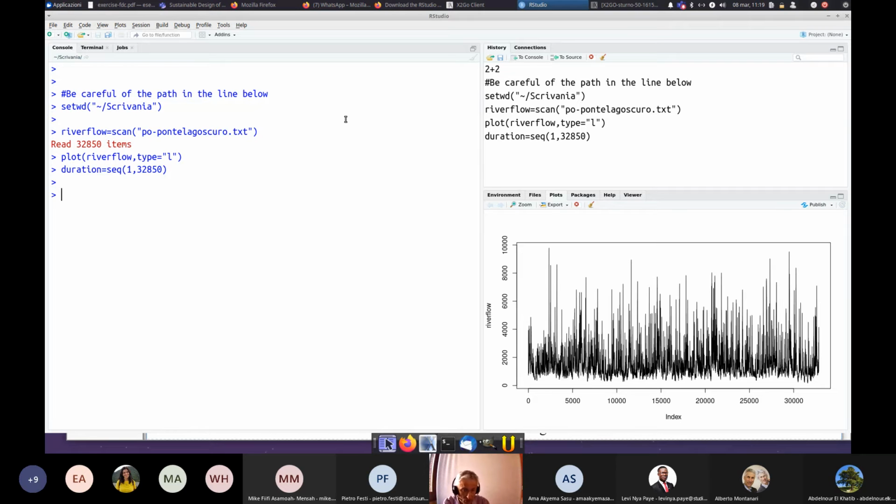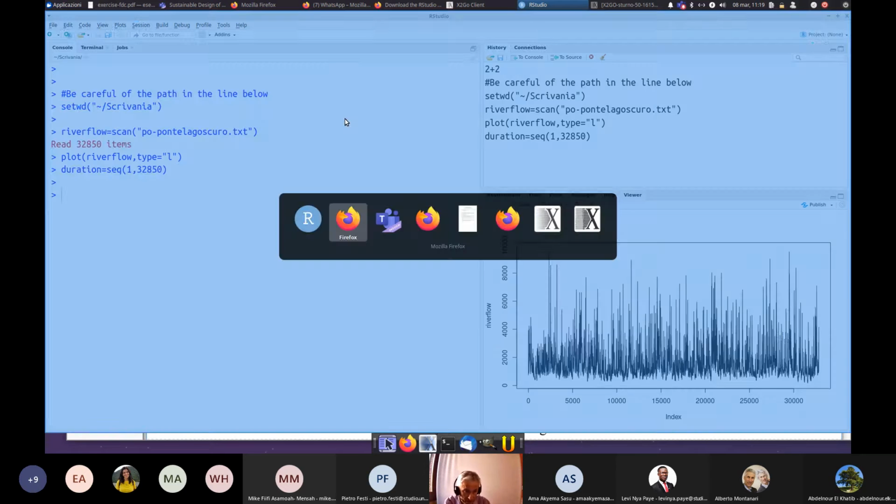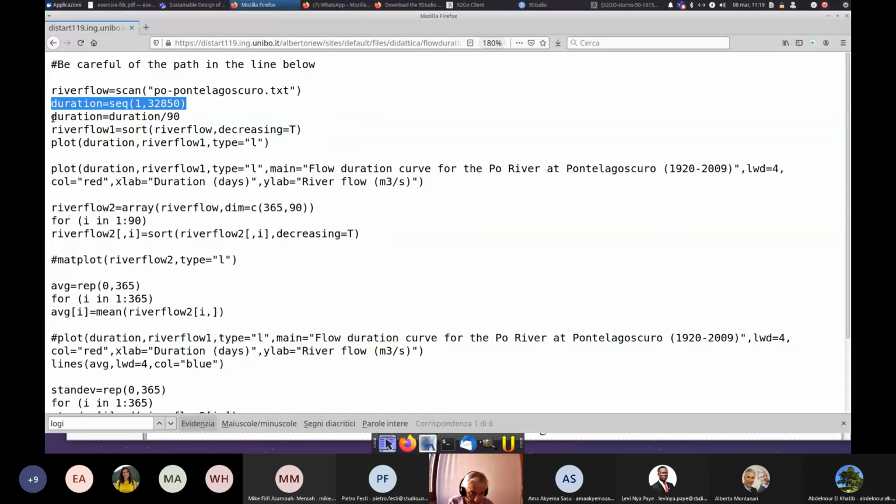Now, given that I want the duration between 1 and 365, I divide this vector by 90, which is the number of years.